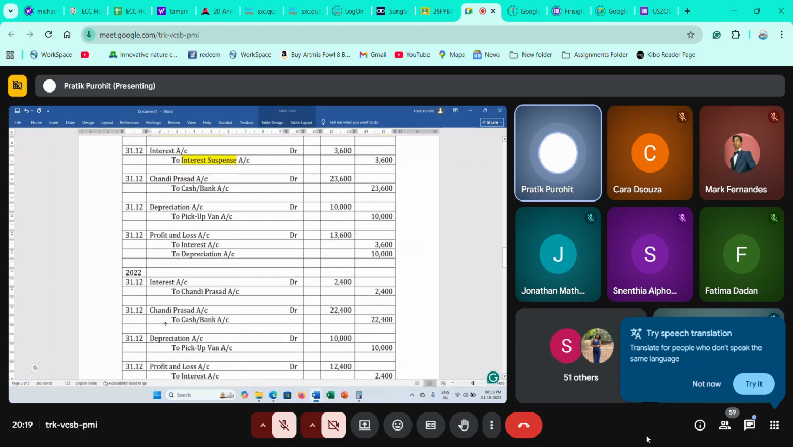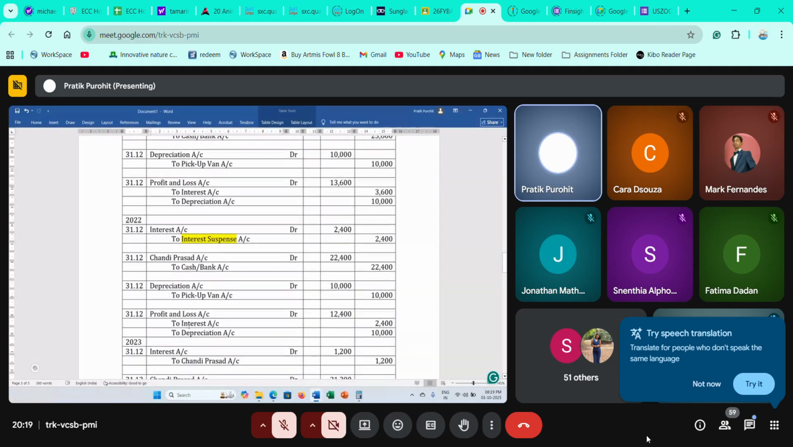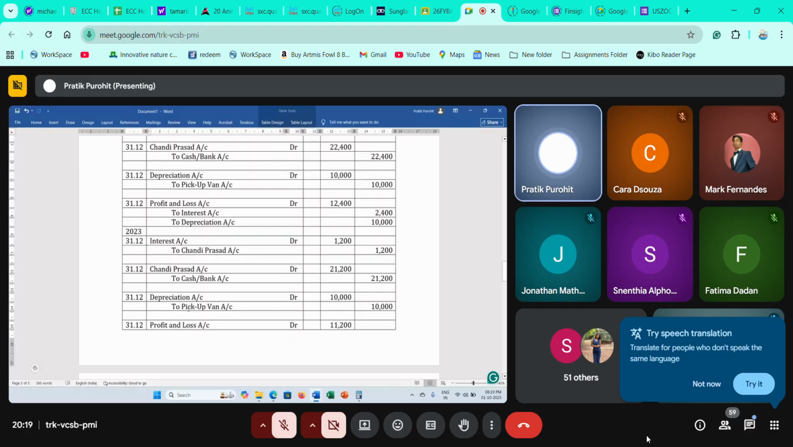Again, second year. Rather than interest to Chandi Prasad, what do we do? Interest to interest suspense. Okay, so this is the only change that we have done, that we have changed from Chandi Prasad to interest suspense. The rest everything remains the same. Third year also same thing. Rather than interest to Chandi Prasad, what do we do? Interest suspense.